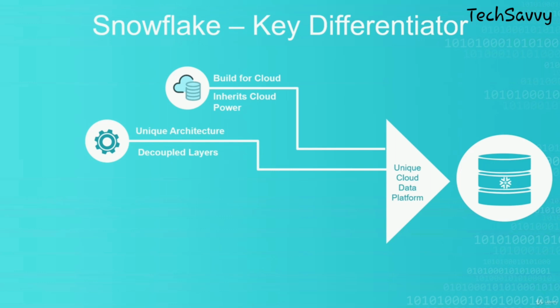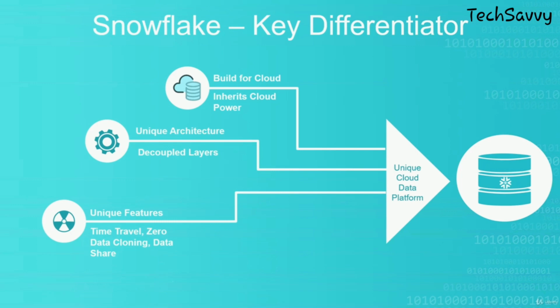And due to this architecture, Snowflake offers a lot of unique features. There are many unique features, but my personal take is time travel, zero copy cloning, and data sharing. So these are really outstanding services which Snowflake offers, and that's what makes Snowflake a really different data platform as compared to its competitors. Last but not the least, we have very little management overhead while working with Snowflake.